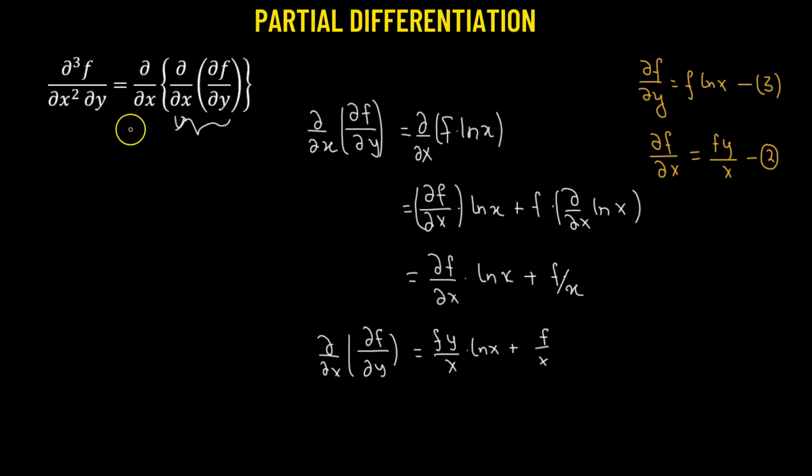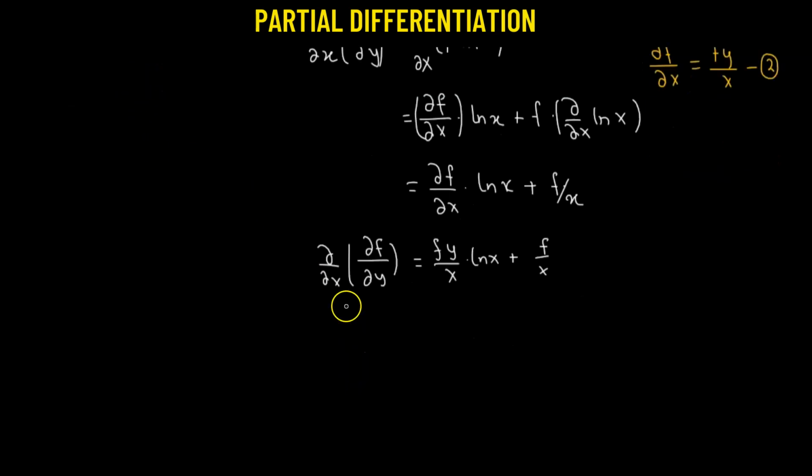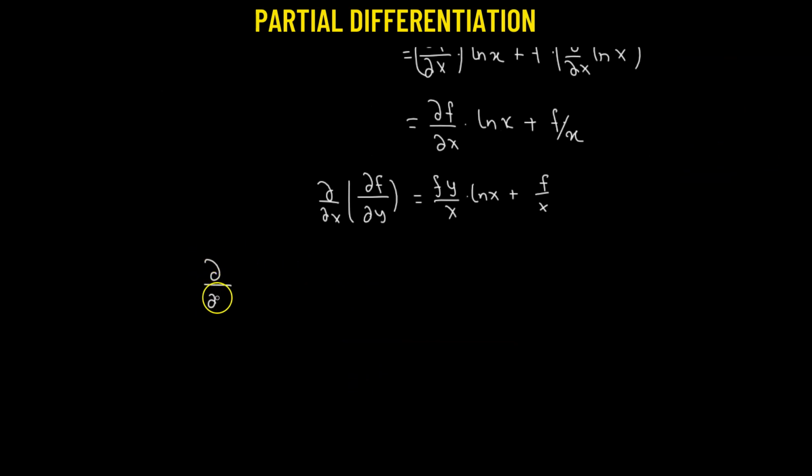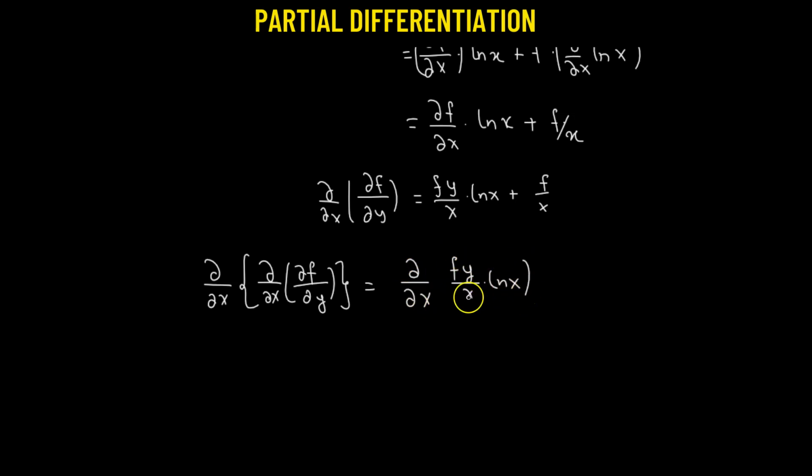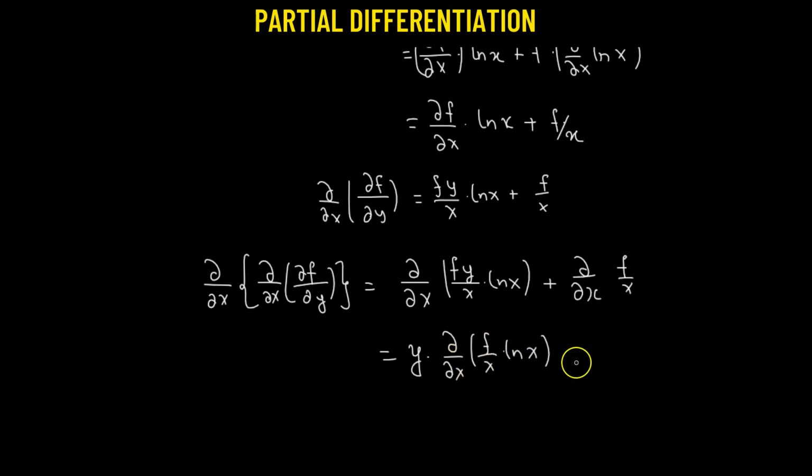Now what we'll do, again we'll take the partial derivative on both sides with respect to x. So we'll take partial derivative with respect to x of partial with respect to x of partial of f with respect to y. So that means we will take partial with respect to x of fy over x times natural log of x plus partial with respect to x of f over x. Fine. So here y is a constant because we are taking the partial derivative with respect to x. We have y multiplied to partial with respect to x of f over x times natural log of x added to partial with respect to x of f over x.